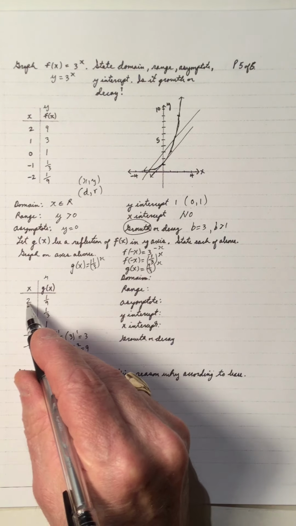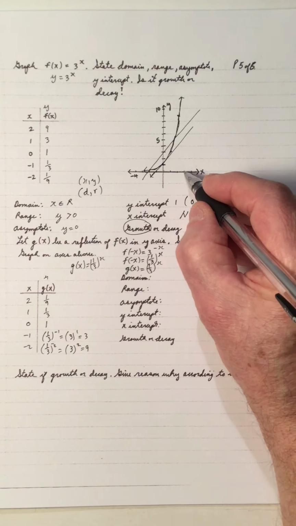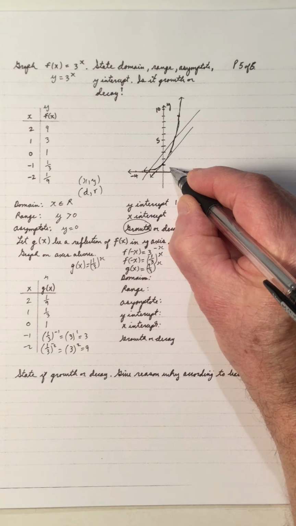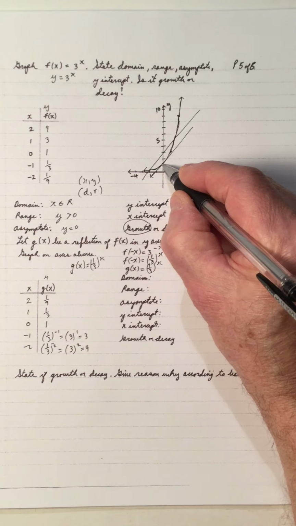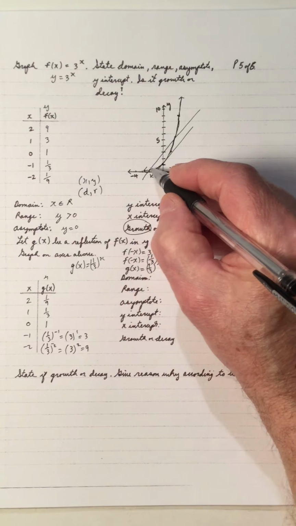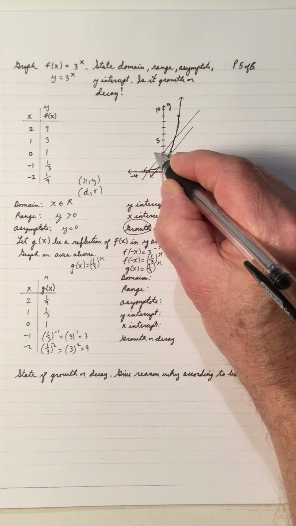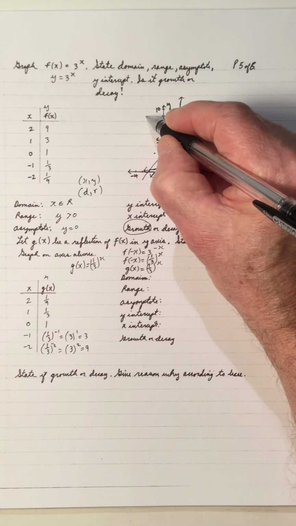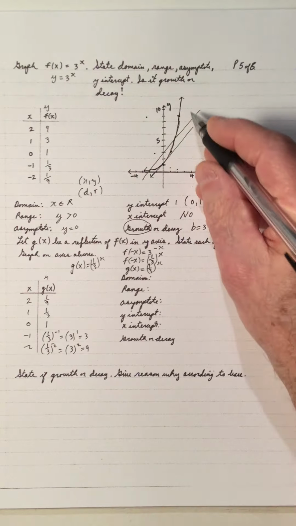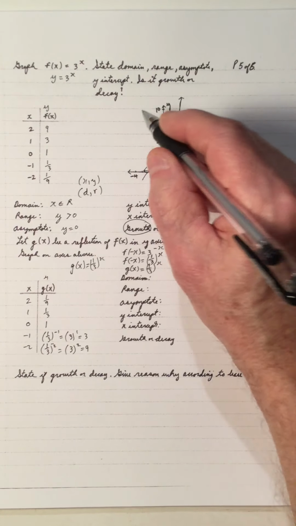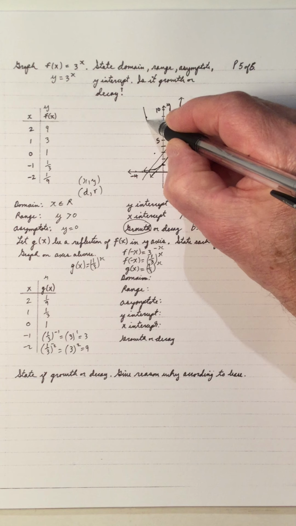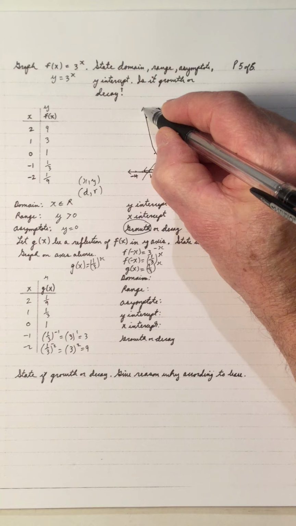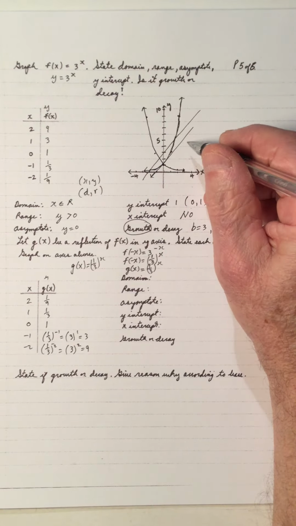So let's graph. 2 is 1/9. 1 is 1/3. 0 is a 1. -1 is a 3. -2 is a 9. So notice it's a reflection. If you took this curve and reflected it in the y-axis, it would come out like this. So changing x to negative x is a reflection in the y-axis.